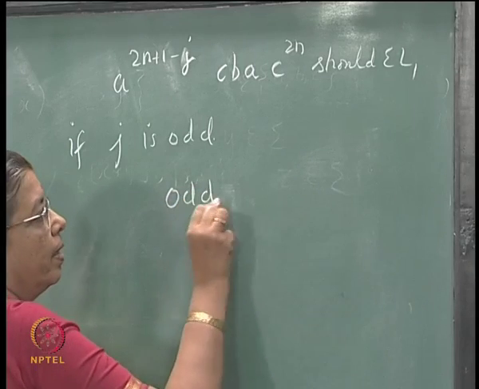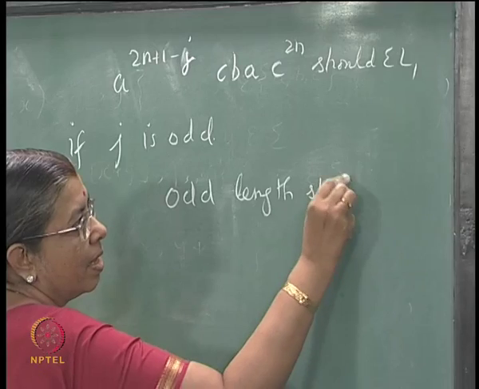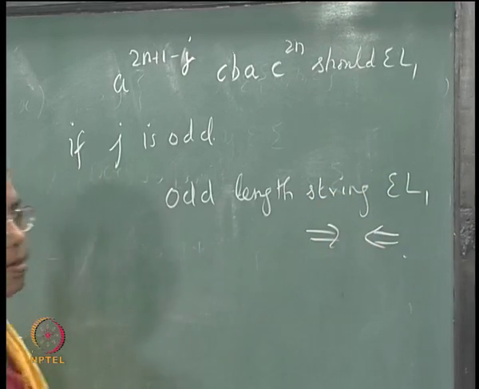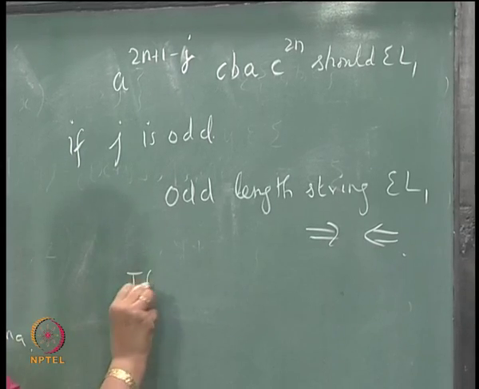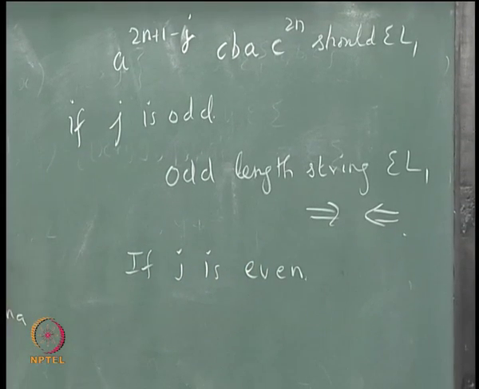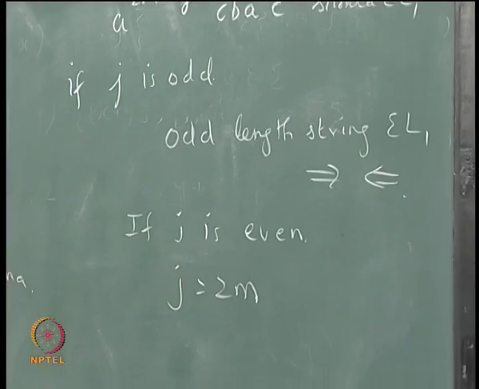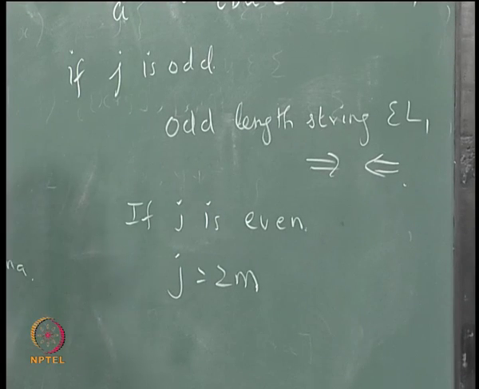An odd length string belongs to L1 and that is a contradiction, right. If j is even, you have to consider both possibilities, right. j you can write as 2m, okay. If you write like this, what happens?